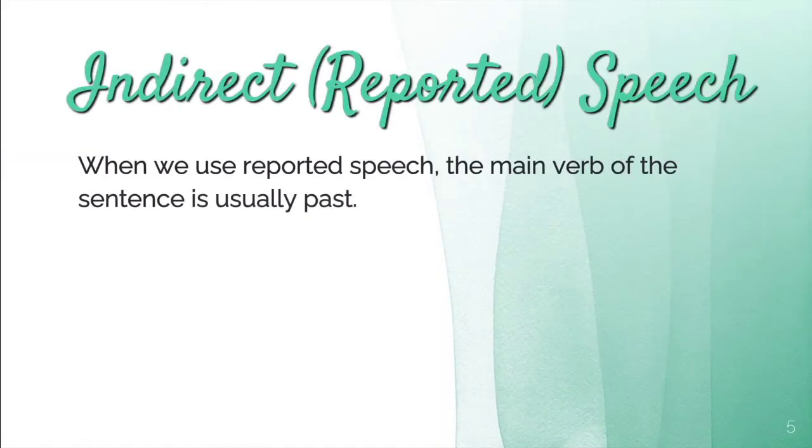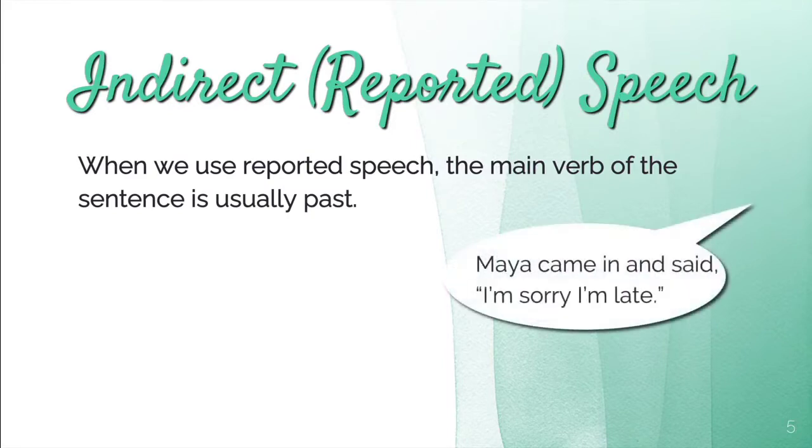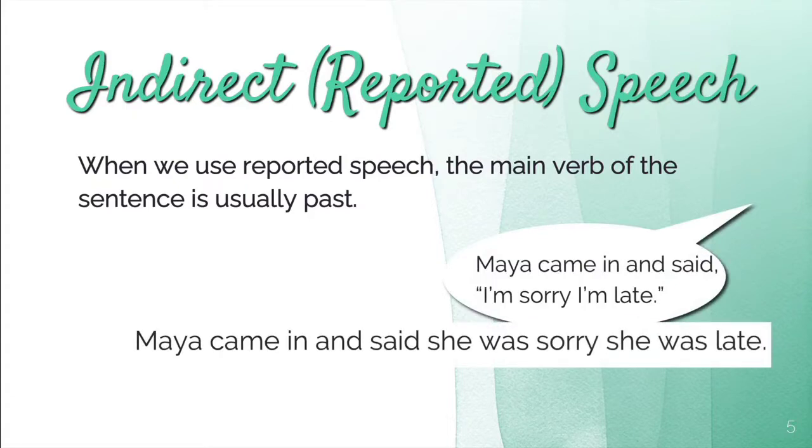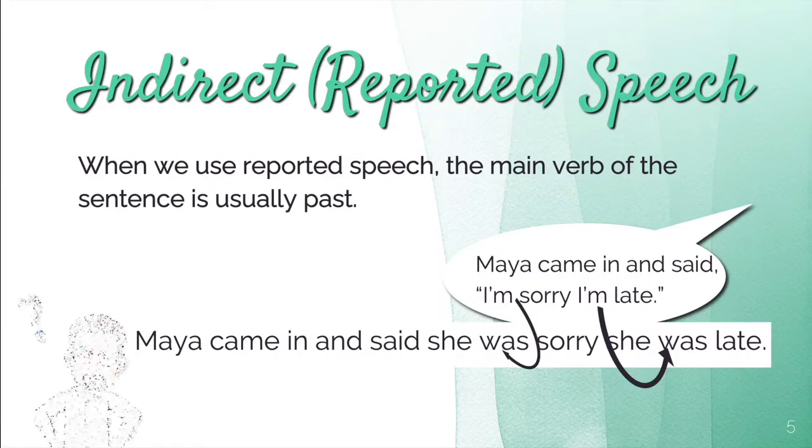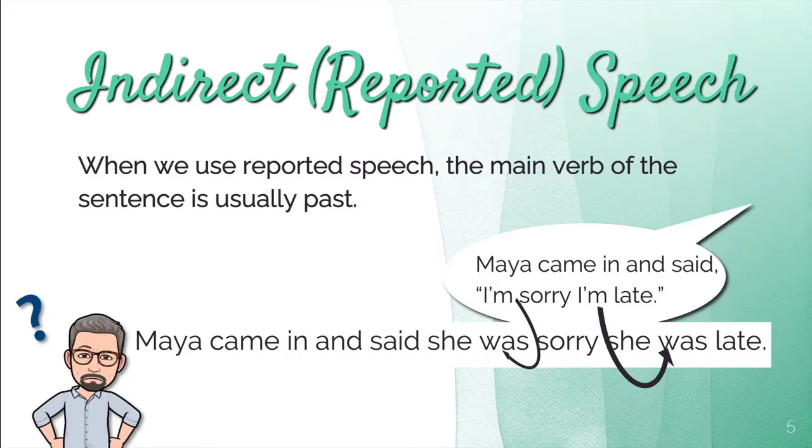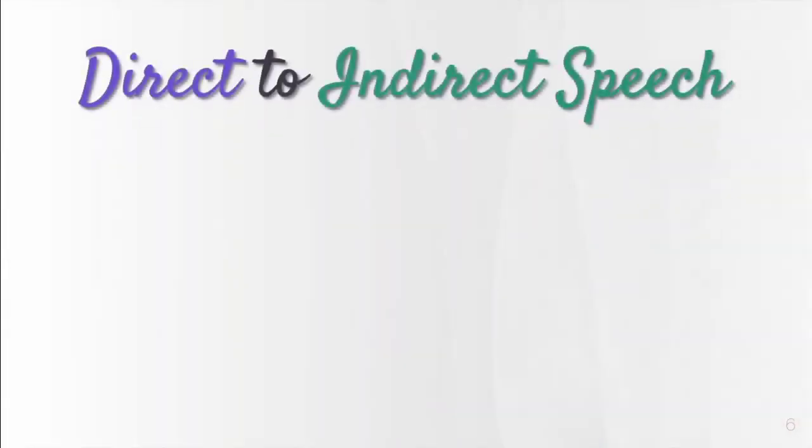So when we use indirect or reported speech, the main verb of the sentence is usually past. Maya came in and said, "I'm sorry I'm late." Maya came in and said she was sorry she was late. You may notice right there the verb to be becomes past. So I am, I was, but not I was, but she was. I am late, she was late. I will explain this later. Don't worry. So let's see how the tenses change.